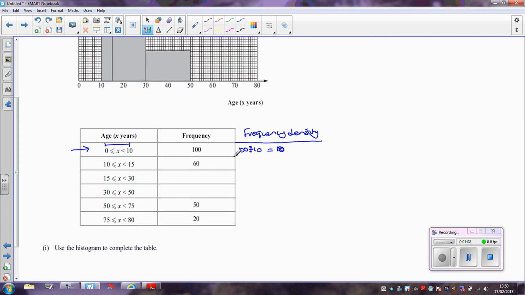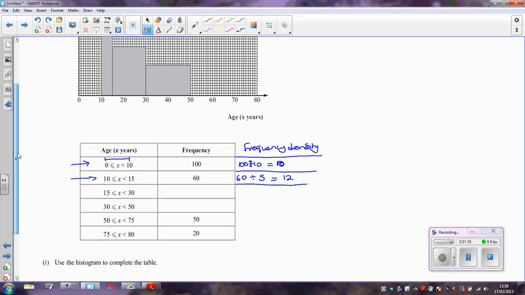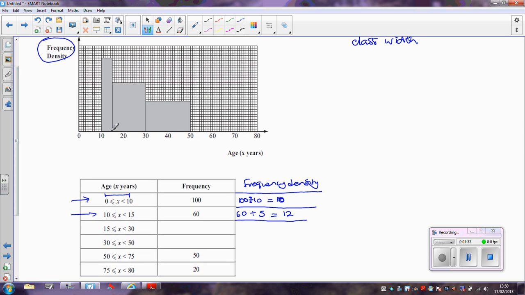So let's have a look at the second group here, second class. Frequency density is going to be the frequency divided by the width of this second class. And the width of this second class, that's from 10 to 15, is 5. And 60 divided by 5 comes out as 12. Now that is going to help us, because if we look at the histogram, that second group, the group that goes from 10 to 15, is shown in the histogram as well, which means that the height, which is the frequency density here, must be 12.